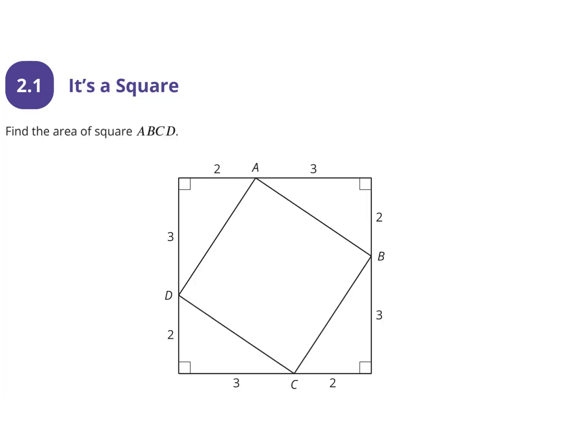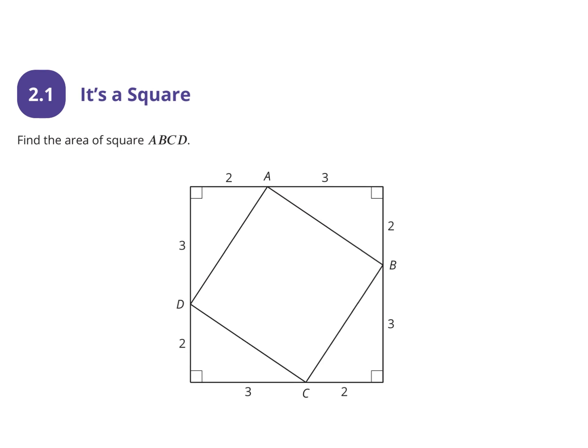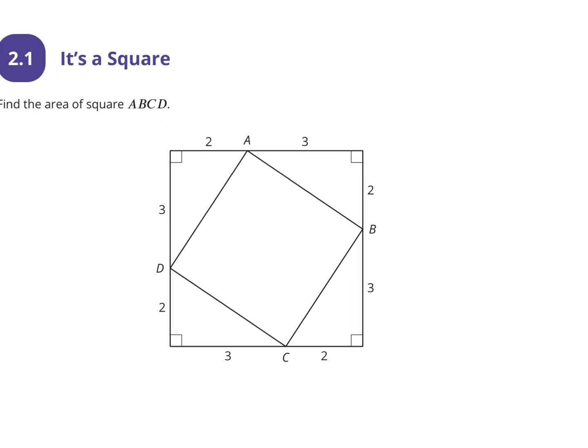Okay, find the area of square ABCD. That is the square right here. We want to find the area of the square. What we have to remember is the area of a square equals side squared. Area of a rectangle is length times width, but in a square, the sides are the same, so it's the side squared.